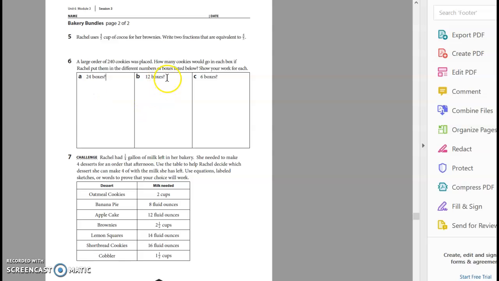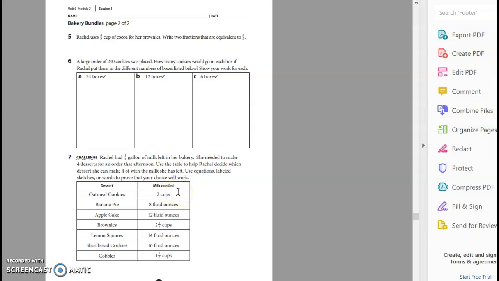How many cookies in each box if I had 12 boxes? And how many cookies in each box if I had 6 boxes? You might also notice a little bit of a pattern from 24 to 12 to 6. Okay, those can all help you. All right, so how many cookies in each box if you had 24 boxes, 12 boxes, and 6 boxes?